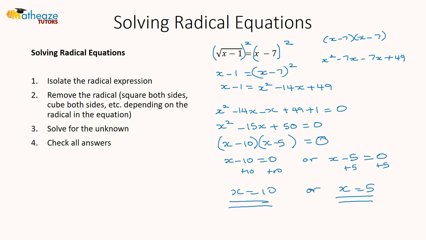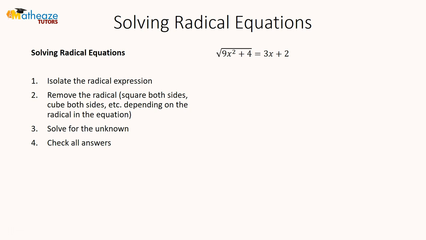We see here 10 minus 1 is 9, which is positive, so we can get a valid square root from that. And then we have a 5 here. 5 minus 1 is 4, which is positive, so we can expect to get a good square root from that.